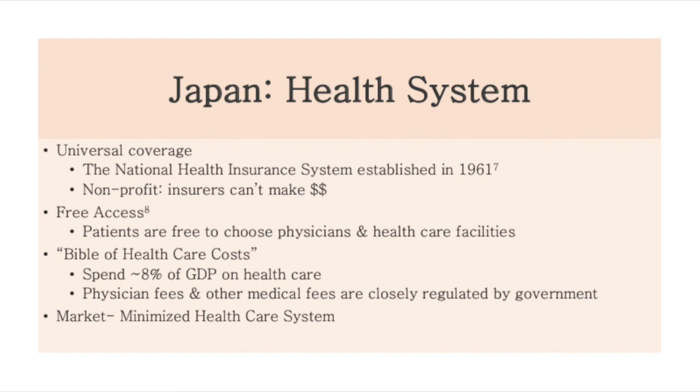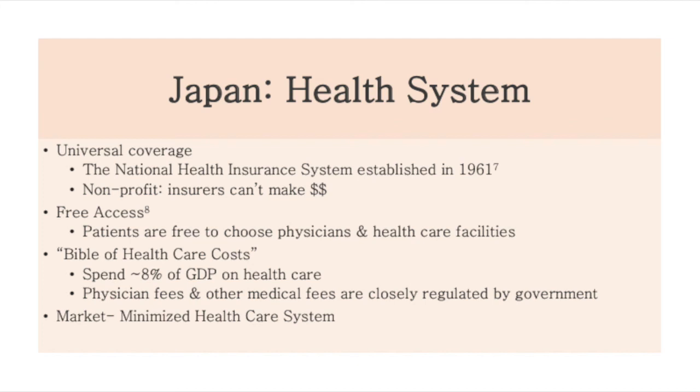Another difference in Japan is that the insurance is not for profit, so the insurers cannot make money, but they definitely can here in the United States. Another thing about Japan's health system is that they have what's known as free access, so patients are free to choose physicians and healthcare facilities that they want. They don't have to go to one specified by the government or anything like that.